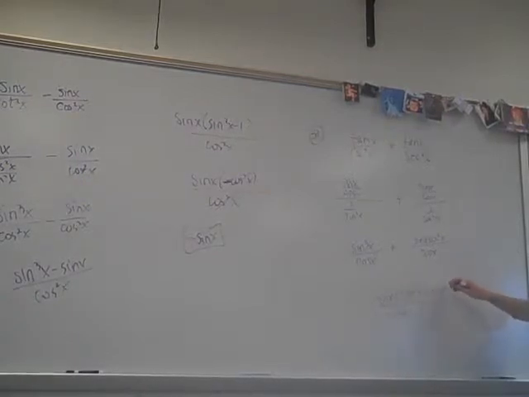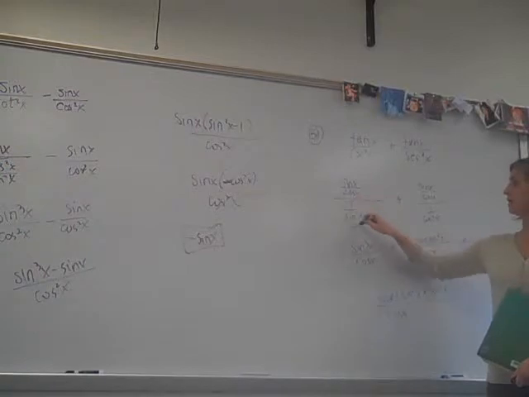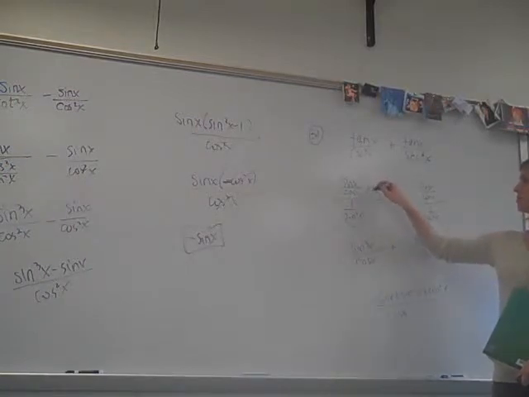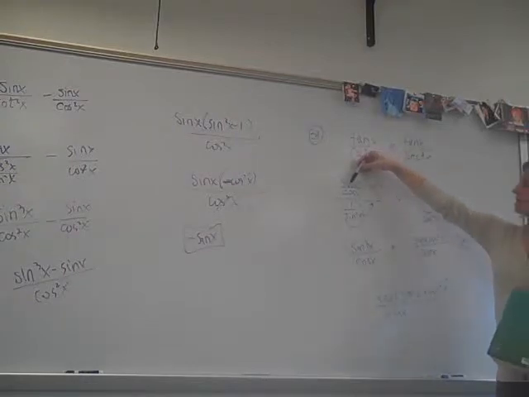Wait, can you show us how you got that? This? Yes. Okay, so that I got from taking this fraction, flipping it, and turning it into multiplication. So I flipped it and multiplied, so now I have sine.